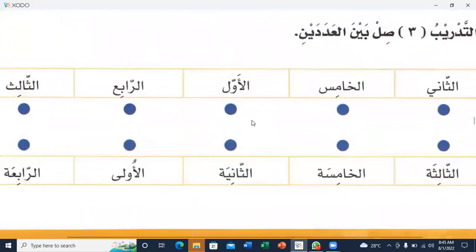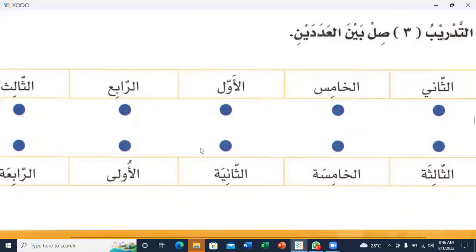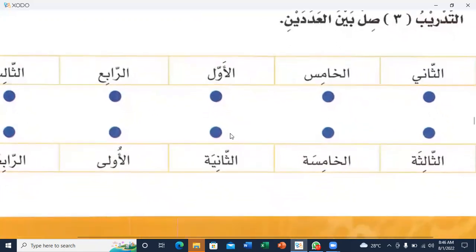If we say Al-Kitabul Awwal, it means the first book. We cannot use Al-Ula with Al-Kitab because Al-Kitab is muzakkar and Al-Ula is muannas. Got it? But ma'am, for the bicycle, can we use Ula? Bicycle in Arabic is Ad-Darrajah. If we say second bicycle, we say Ad-Darrajah Ath-Thaniya, because Ad-Darrajah in Arabic is a muannas word. Okay.